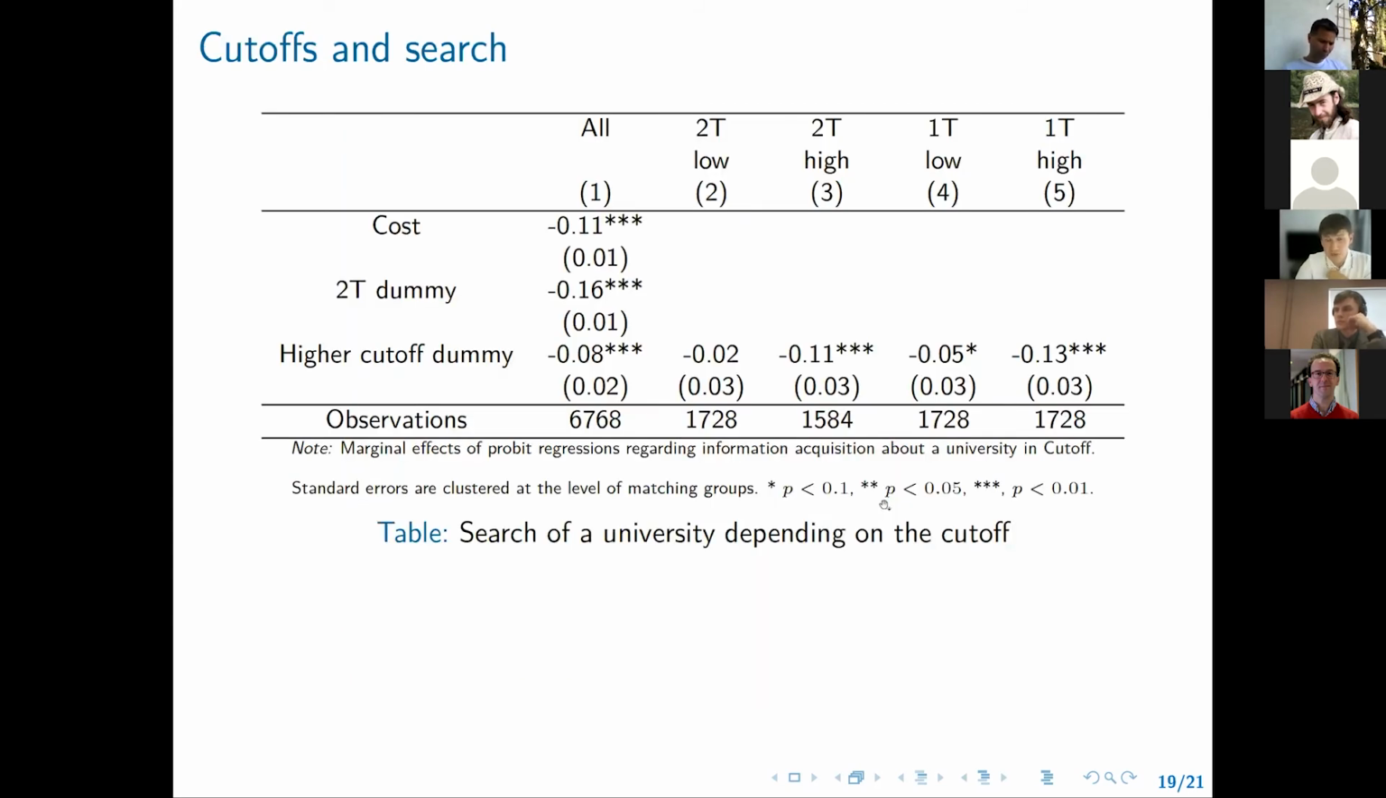As for cutoffs, we don't have a point prediction for how they have to search. That's why we just run a regression and see whether they react to cutoffs. And we see that this is the probability of searching a particular school, depending on whether the cutoff is higher than your score or not.